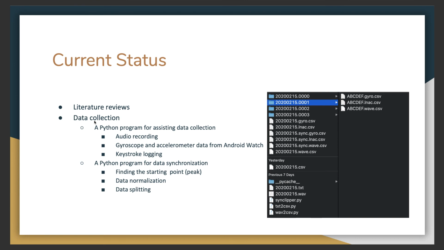After we get the data, we need to process and synchronize them. For example, if we have a sample of 2 minutes, and maybe tens of samples in that period, we need to find a peak to synchronize them, normalize all kinds of data, and split them into groups. That's what we are doing now, and we have almost finished. And that's it.